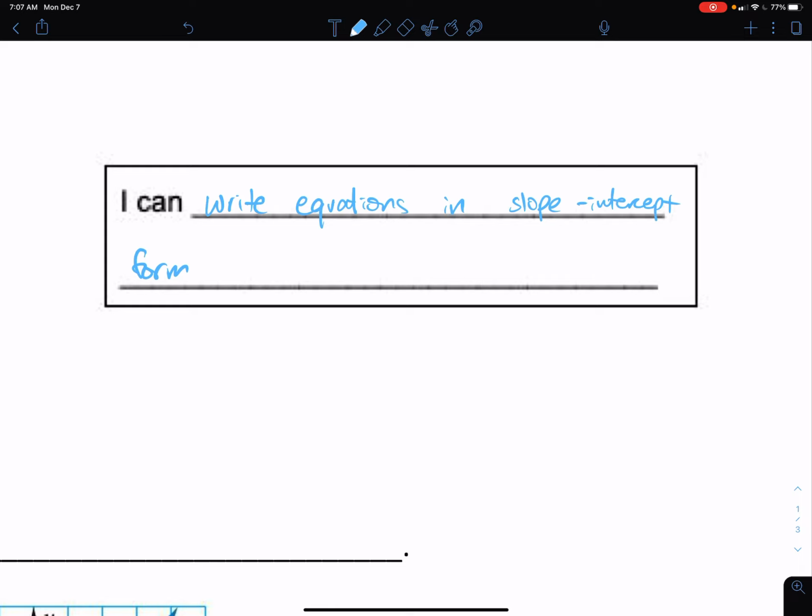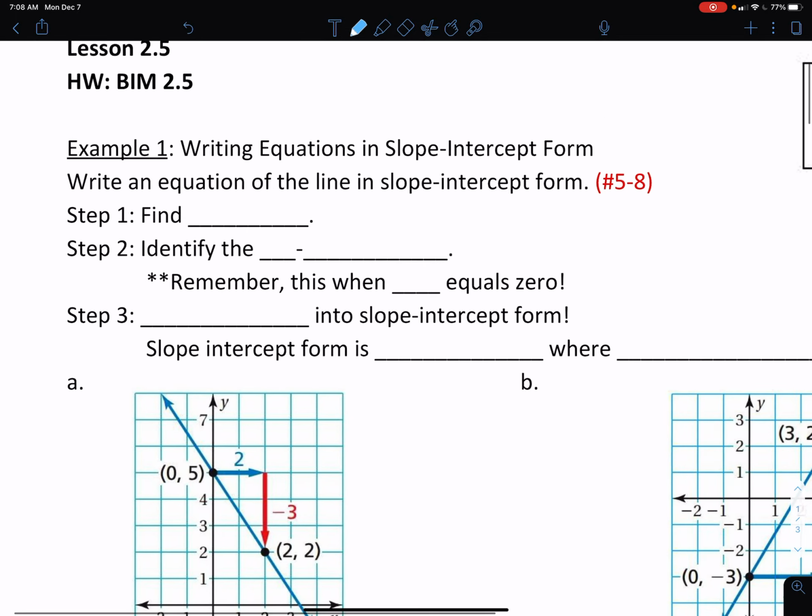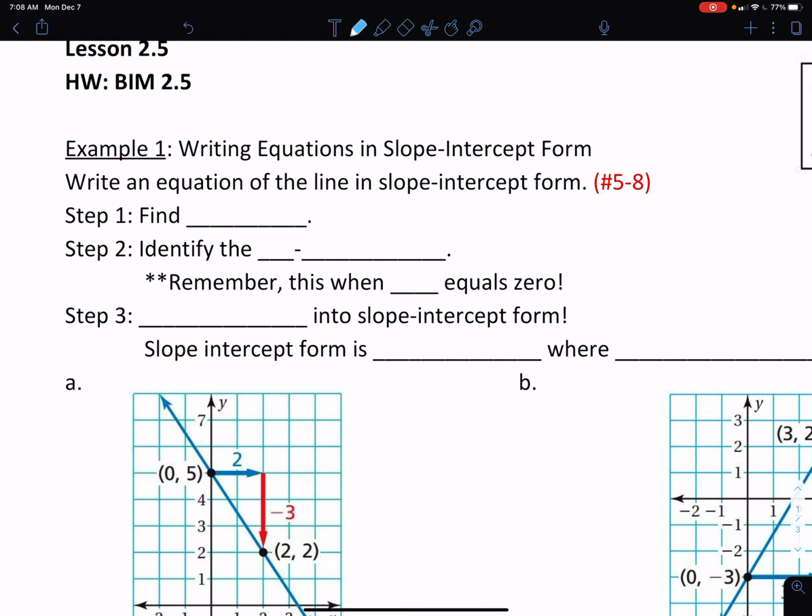We were talking about how to graph equations in slope-intercept form, graph equations in standard form, graph equations using a table. Now we're going to reverse it a little bit, and we're going to talk about how to write equations in slope-intercept form. Okay, so here's this first example. Here's how you write it. Step 1 is to find the slope.